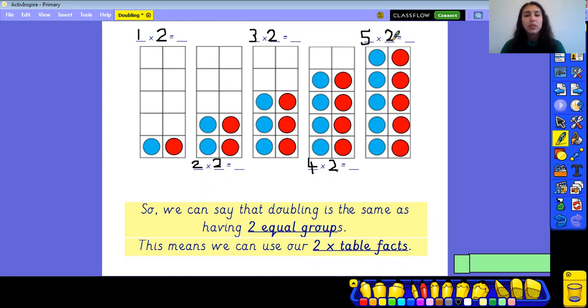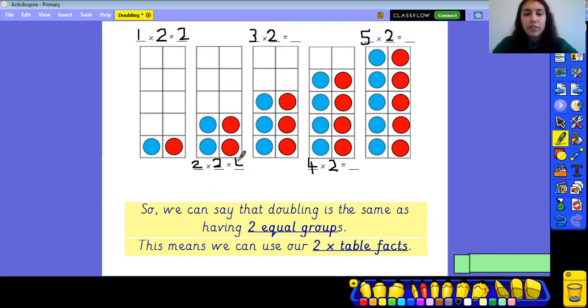So when we double, we could either say that it is 2 equal addends being added together, so 2 add 2, or 3 add 3, or 4 add 4, but that's just the same as saying that we've got 2 equal groups. So I could just say 4 times 2, or 3 times 2, and you would get the same answer.